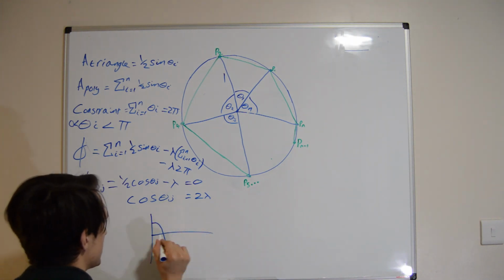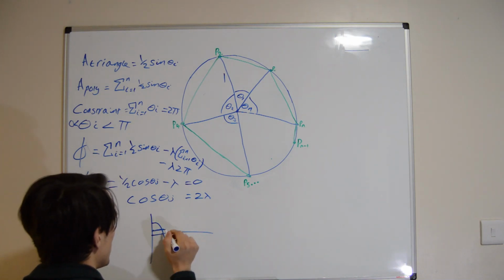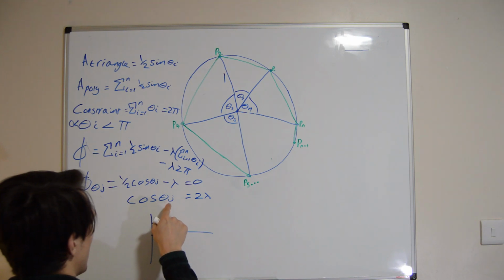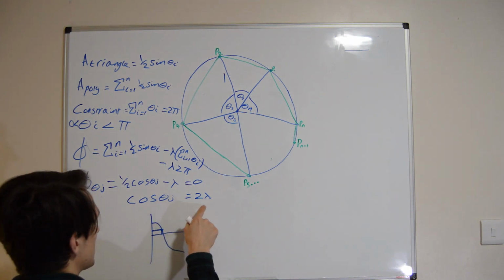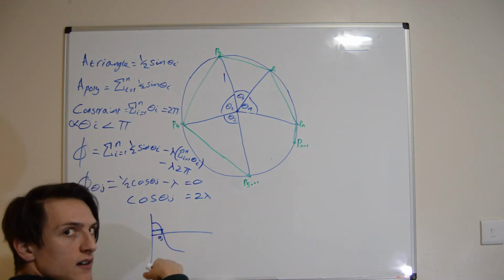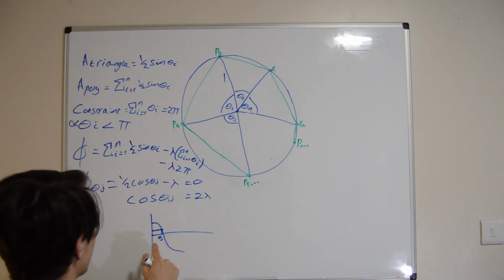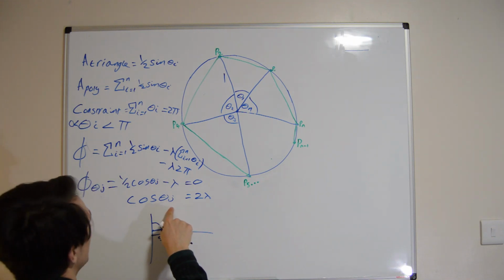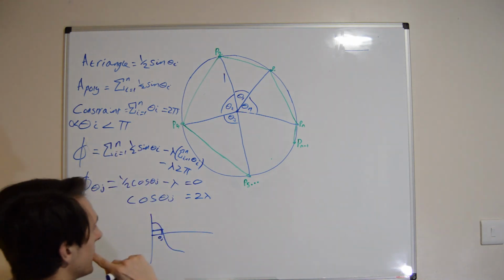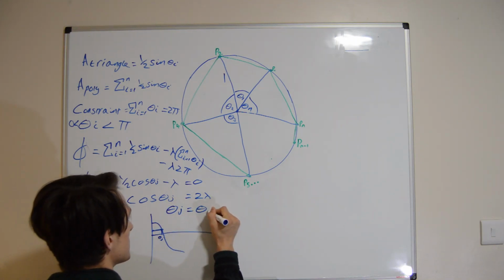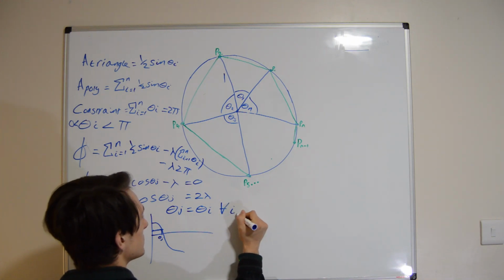And we see, so let's say 2 lambda here. We see that there's only one point, right? It doesn't repeat. There's only one point that would satisfy cosine of theta j equals 2 lambda, sorry. There's only one theta j that would satisfy that, right? So this uniquely defines theta j. And remember, this is for all j ranging from 1 to n. So we see that theta j is in fact equal to theta i for all i and j.